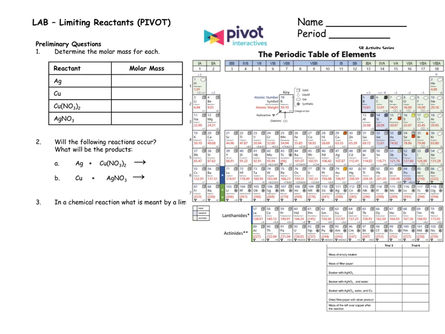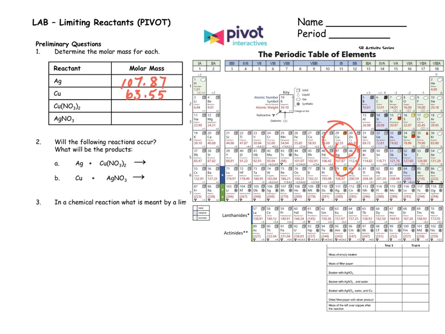Here we are. The first one, Ag, that would be silver, number 47 on the table. The molar mass is 107.87. Cu is copper, that's directly above it, number 29. That would be 63.55.